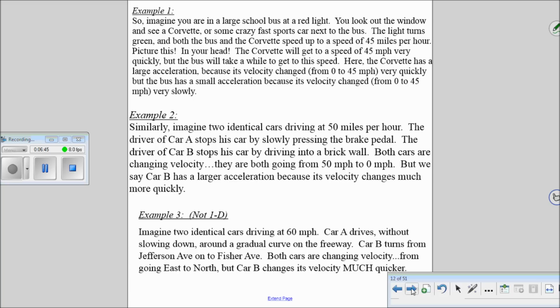So that's going to be a really, really quick turn, right? Okay. So both cars are changing their velocity, right? They're going from, whatever, east to north or whatever it is. They're changing the direction by about 90 degrees, okay? But the difference is that car B is doing it very, very quickly. It's a quicker change in velocity, and as a result, a bigger acceleration, okay? So, example 3 can be a little bit confusing. We'll talk about that later on when we get to nonlinear motion, which is a couple chapters off here.